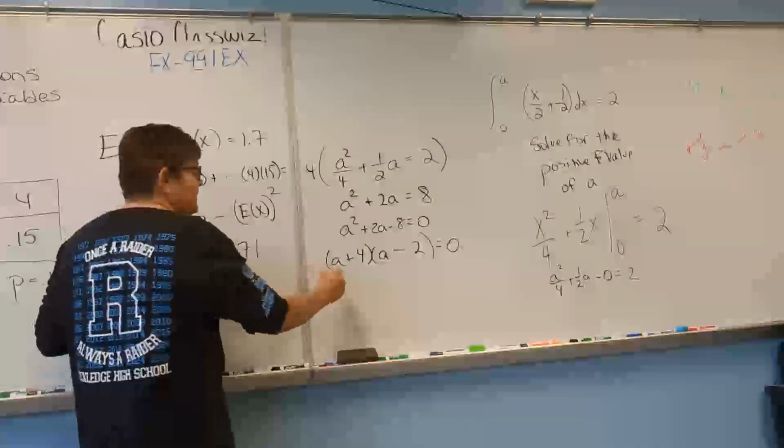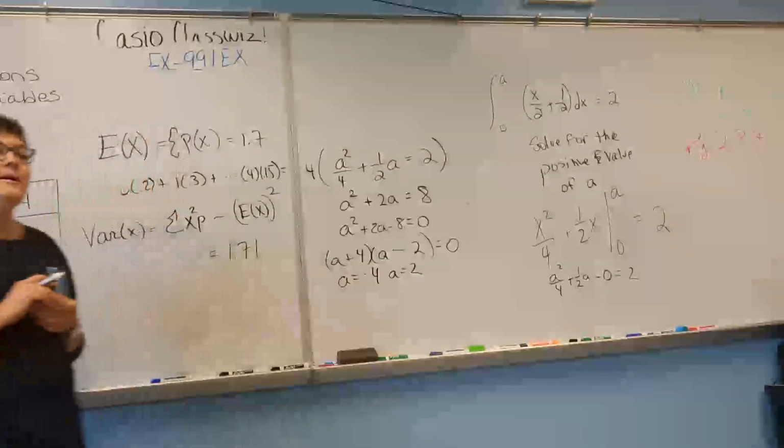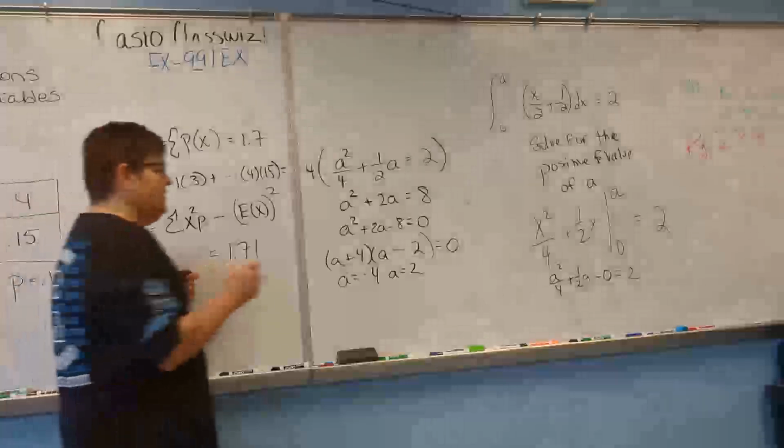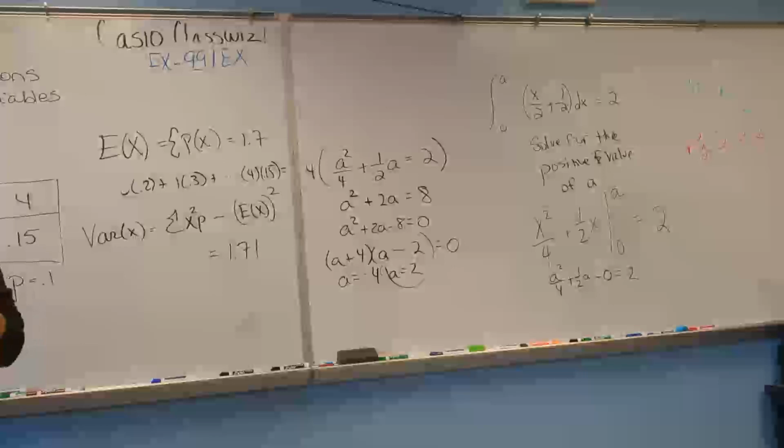So in this case, we get two values of A, but I very specifically told you that my A has to be positive, okay? So the value we're gonna utilize here is 2. Okay, we have any questions?